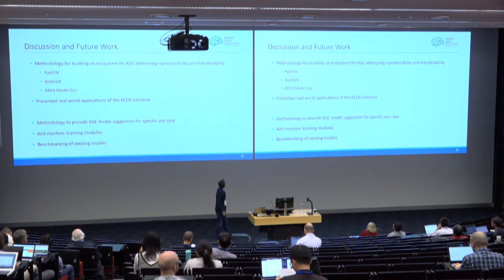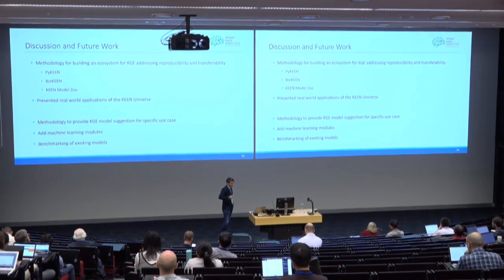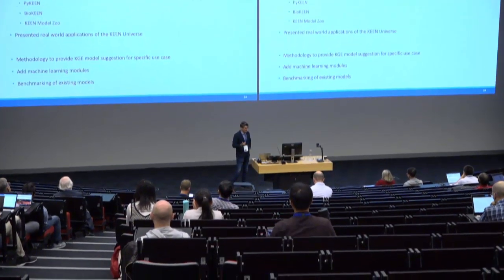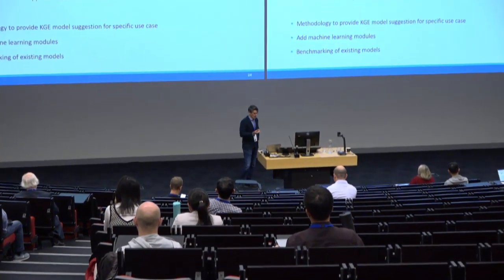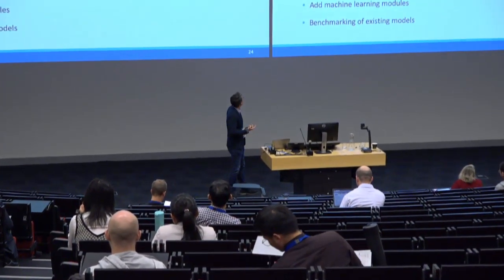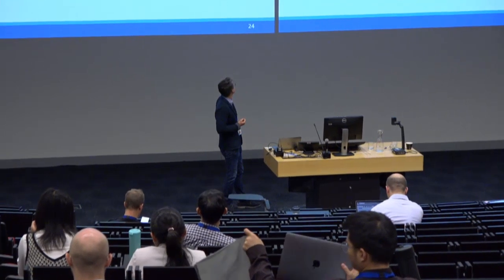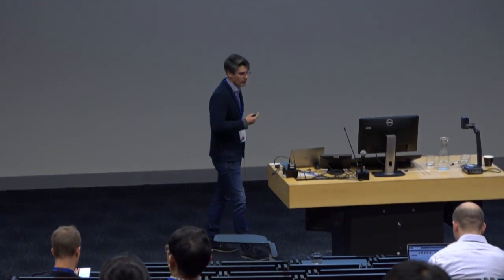So we have shown our methodology, how we developed our ecosystem so that we can address 1, reproducibility, and 2, transferability. Our ecosystem currently consists of 3 components, PyKeen, BioKeen, and the Keen Model Zoo. We presented real-world applications, how our ecosystem can be used. And in future, we want to provide a methodology to make suggestions what kind of models to use for a specific use case.